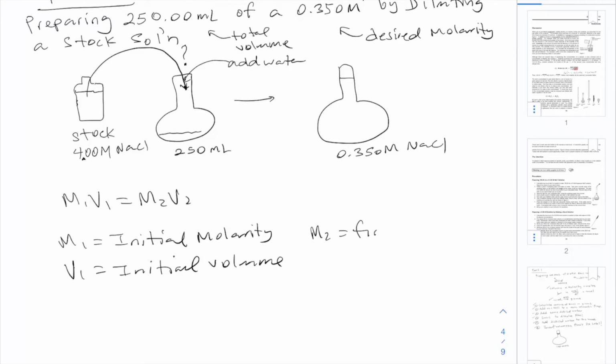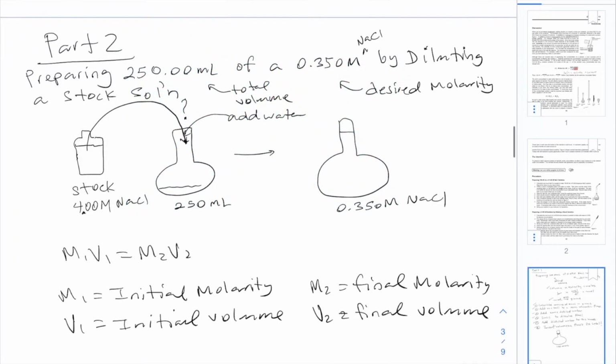M2 is going to be our final molarity, and V2 is going to be our final volume, or total volume. So here, the 250 milliliters, what do you guys think that is? Is that V1 or V2? Well, we want a total final volume of 250 milliliters, so that's going to be our V2. This right here is going to be our M2, our final concentration, final molarity.